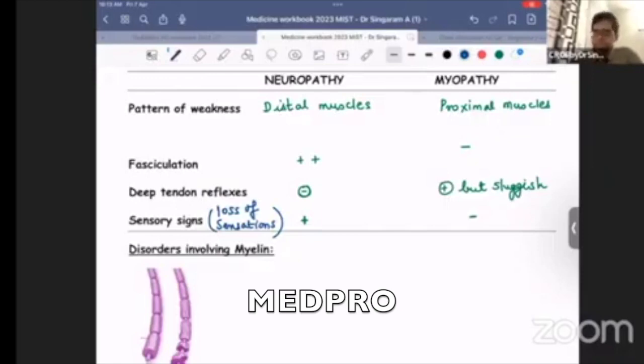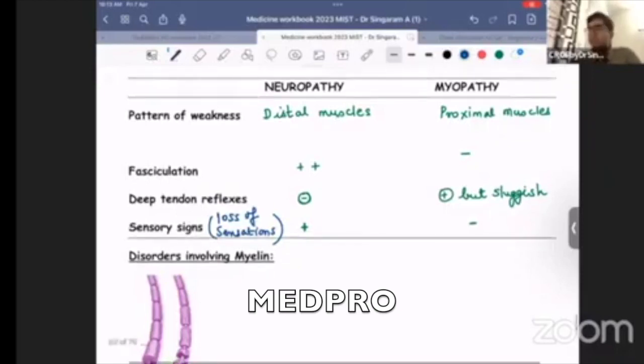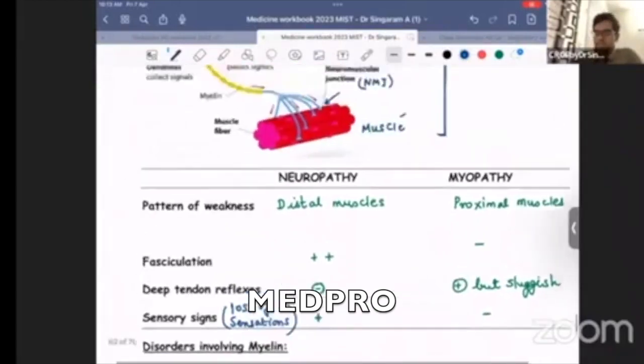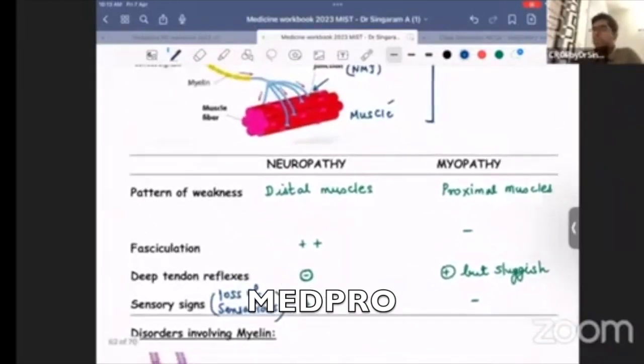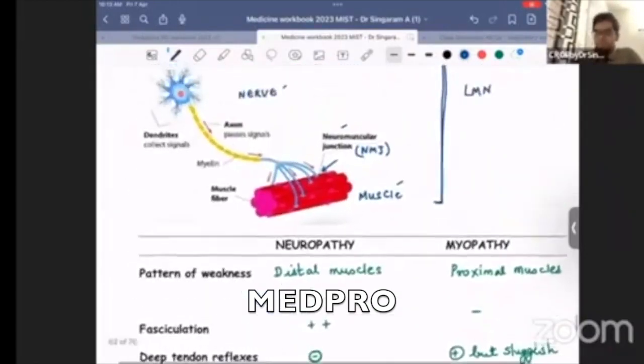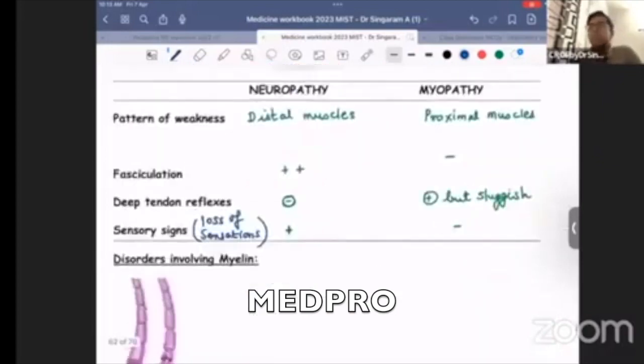Okay, right. So these are the differences between neuropathy and myopathy. Is that clear? So just make a note of the differences between the two. Just remember this. Now we are going to look at some examples of neuropathic disorders mainly. Myopathy I'm not discussing much, it's not important for the exam. What I am discussing is mainly the neuropathic disorders.